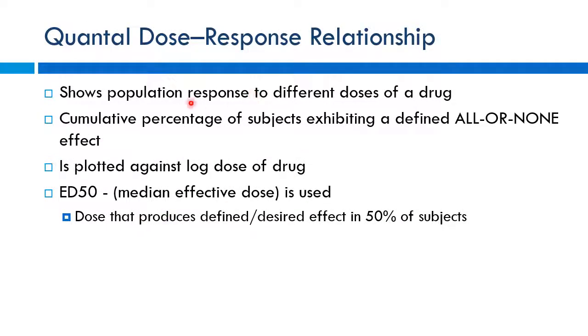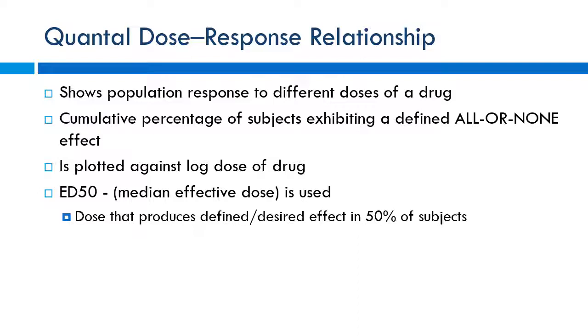Okay, so then looking at the quantal dose response relationship, again, this is more of an all or none sort of phenomenon when you're looking at a population rather than an individual person. Again, you're going to find that similarly, the graph is going to have the dose on the x-axis. The y-axis is typically going to be the percentage of subjects that have the desired effect, right? So this could be several things.